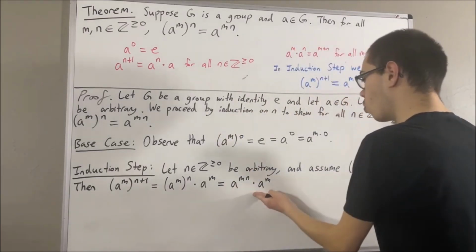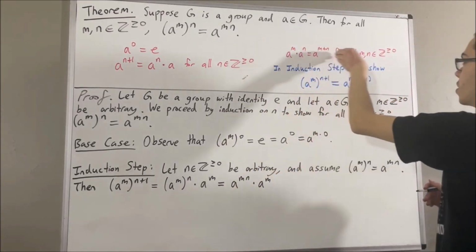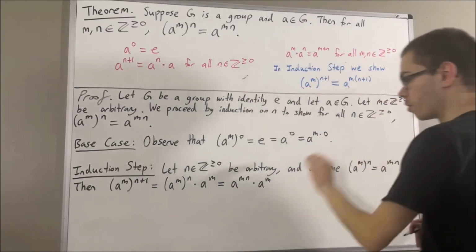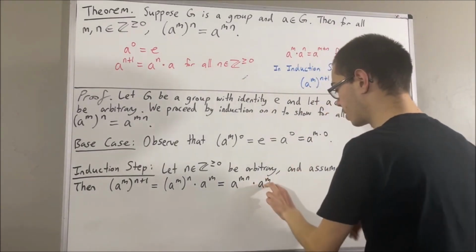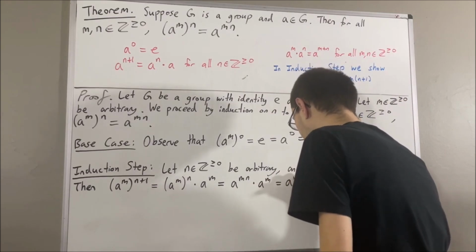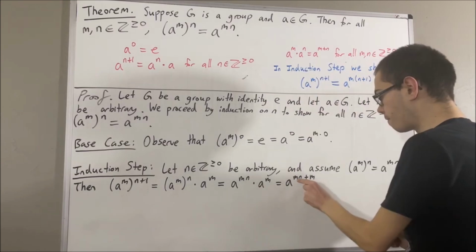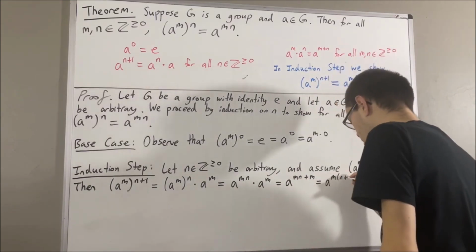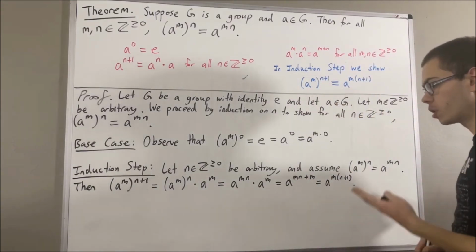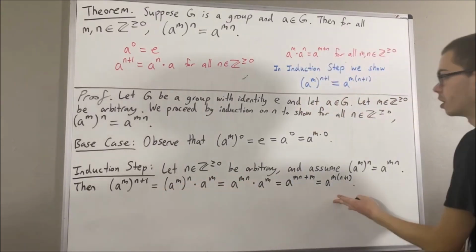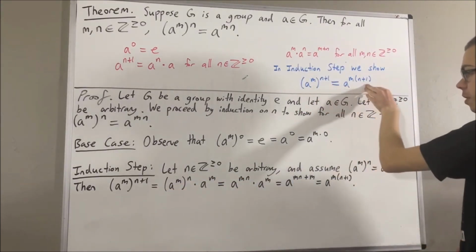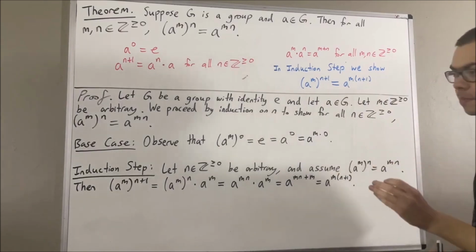But now, we're in a position to apply this rule. So, what we can do here is, we can add the exponents. So this gives us a to the power of m times n plus m. And we can factor out an m, so we get this. And we're done. Through this chain of equalities, we have shown that these two are equal. So this completes the induction step.